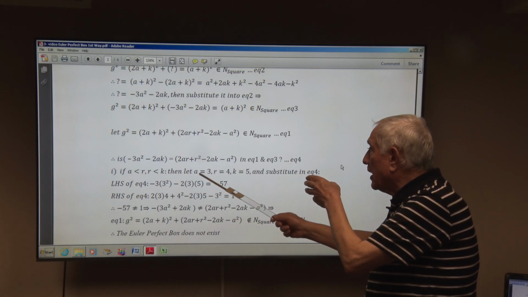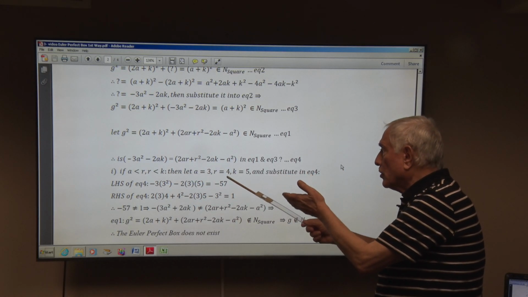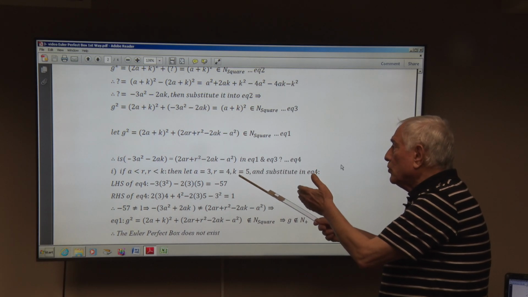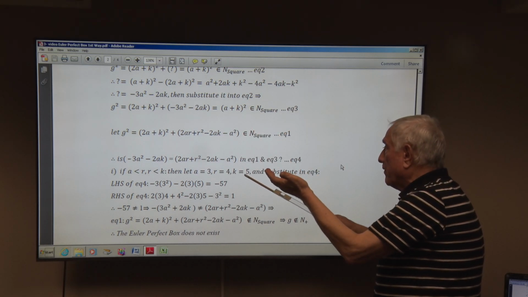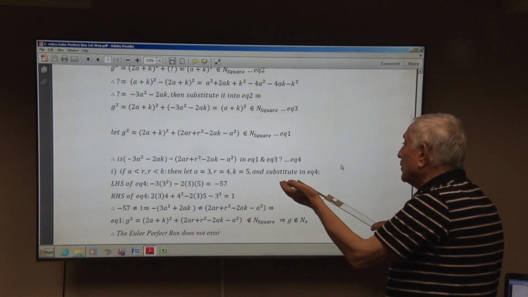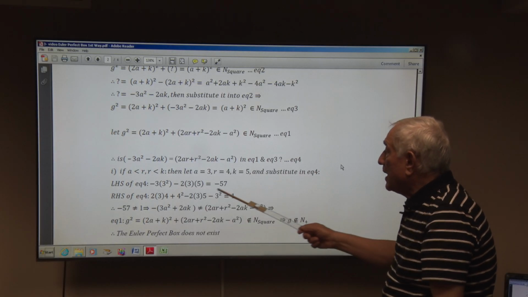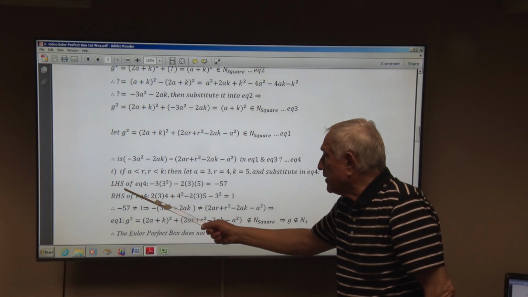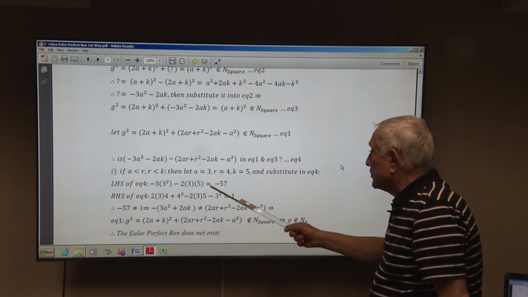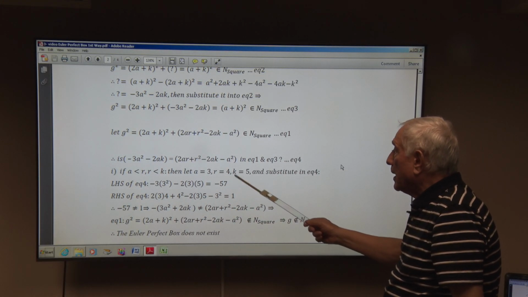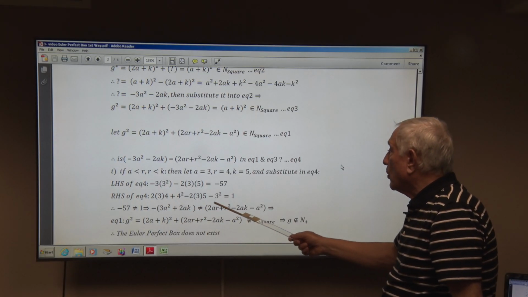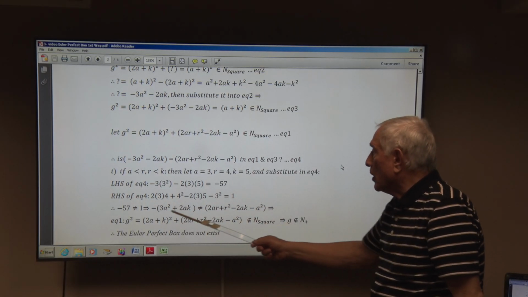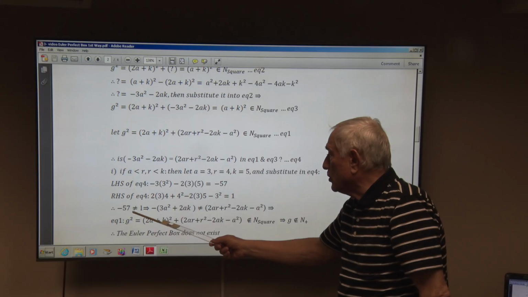When a is 3, r should be more than 4. When r is 4, k should be more than 6, 7 million, as you like. You go with 5 and substitute in equation 4. I saw the left-hand side of equation 4 is negative 57 and the right-hand side is 1. They are not equal. Negative 57 is not equal to 1.